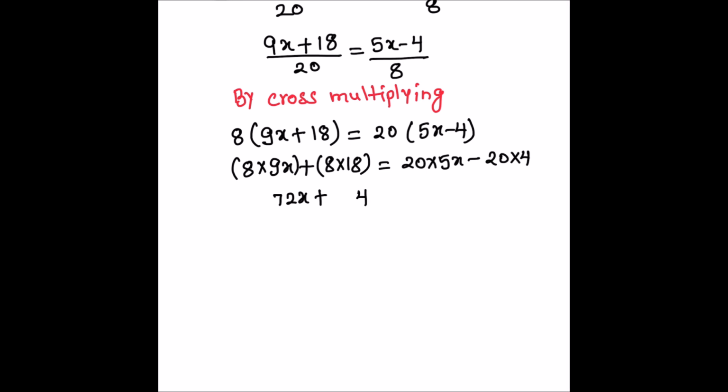6 is carried over. 8 times 1 is 8, 8 plus 6 is 14. So 144 equals 20 times 5 is 100, so that's 100x minus 20 times 4 is 80.